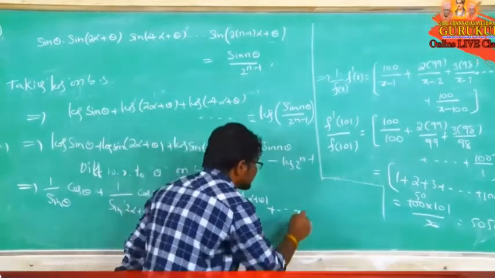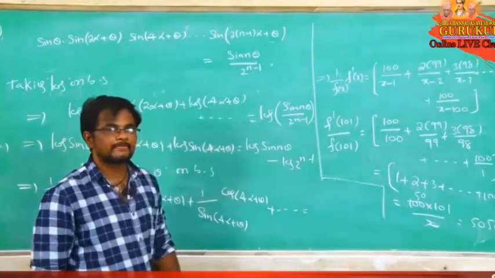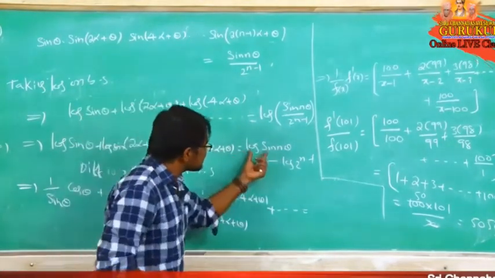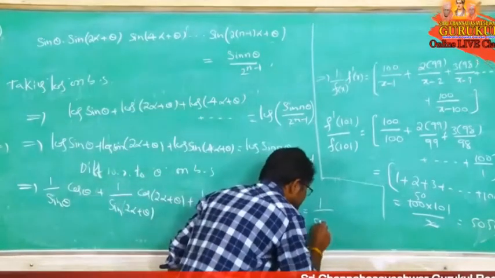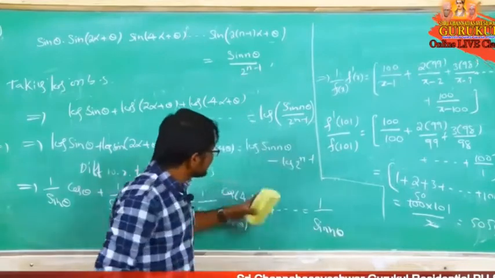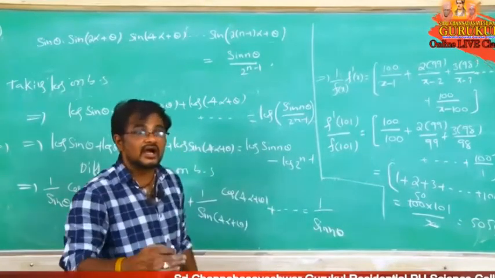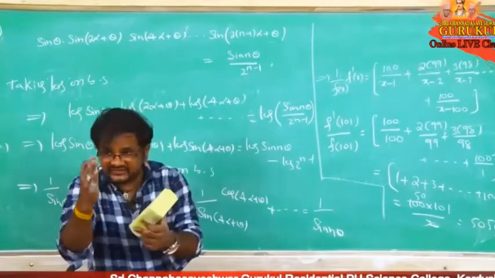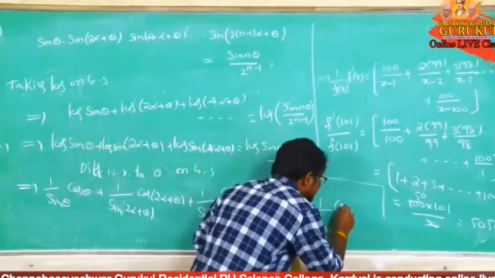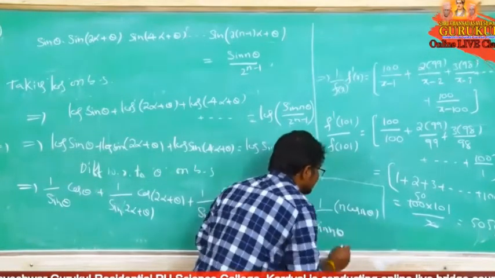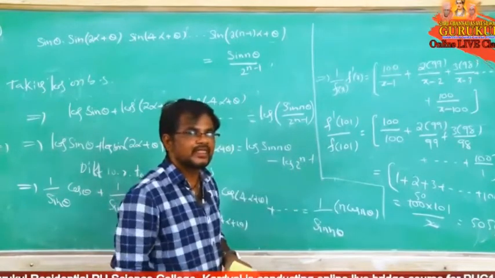Equal to right side. What is that? So differentiation of sin n theta, 1 by sin n theta. Again differentiation of sin n theta, cos n theta. Again differentiation of n theta, n. Now n into cos n theta. Differentiation of constant, 0.